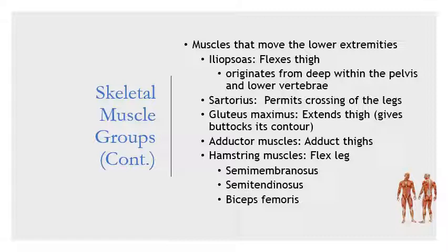Then there is the adductor muscles, and that adducts the thigh, so that brings it back into the body. You have hamstring muscles, which are semimembranosus and semitendinosus, and your biceps femoris.